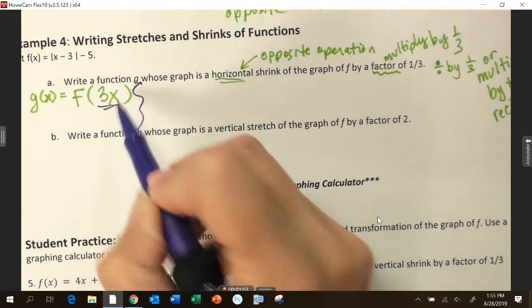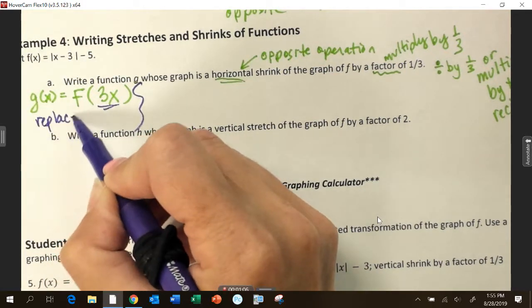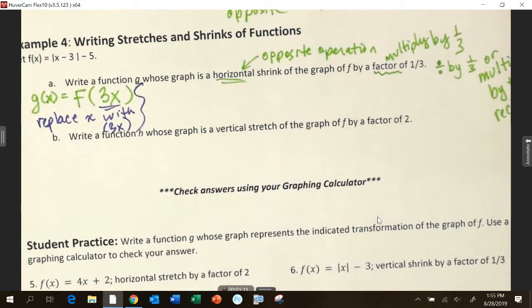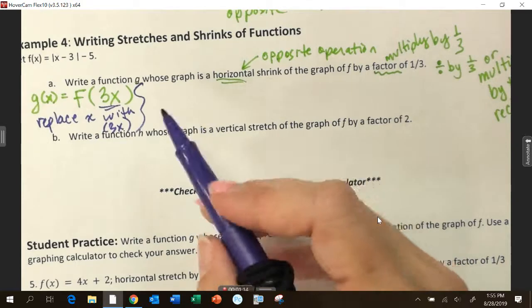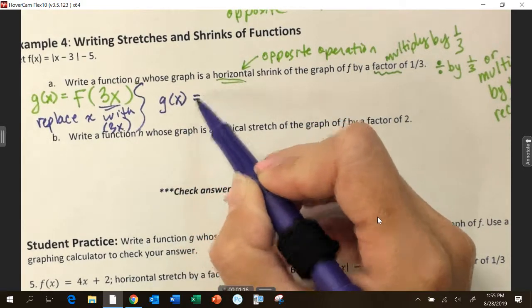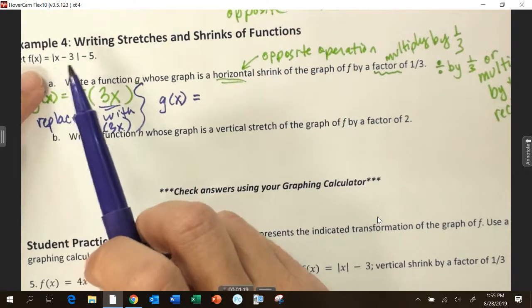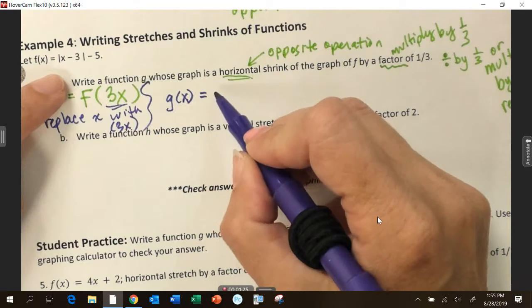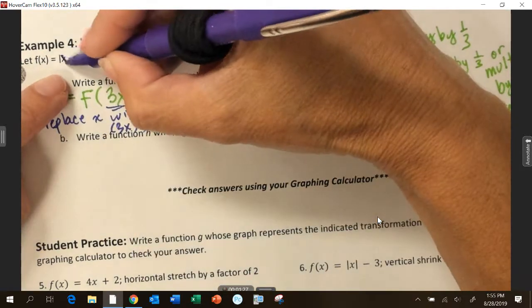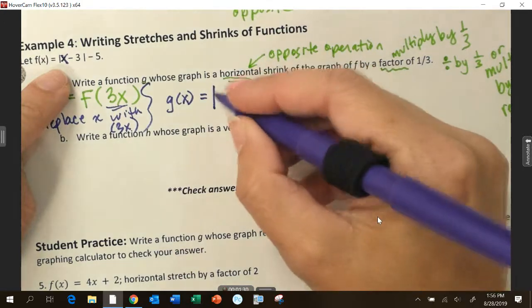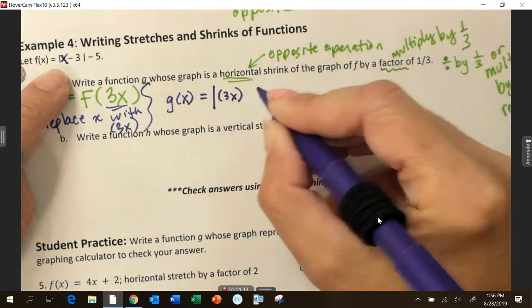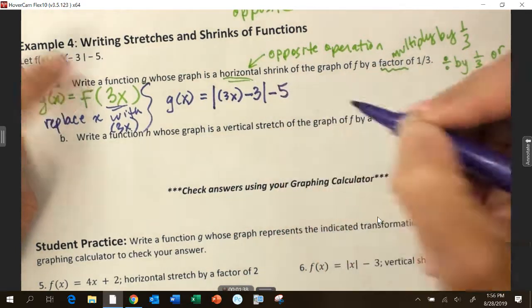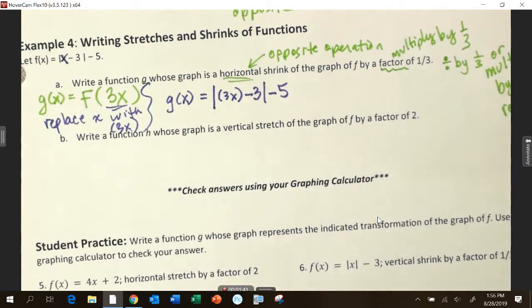Now remember, if it's inside, that means replace x with parenthesis 3x. So g of x equals, let's see, my original equation is up here, absolute value x minus 3, close absolute value minus 5. So g of x equals absolute value, here's my x, I'm replacing the x with parenthesis 3x. Then I still do the subtract 3, I still close my absolute value, I still close my minus 5. It's just going on the inside of the function instead of around the outside.